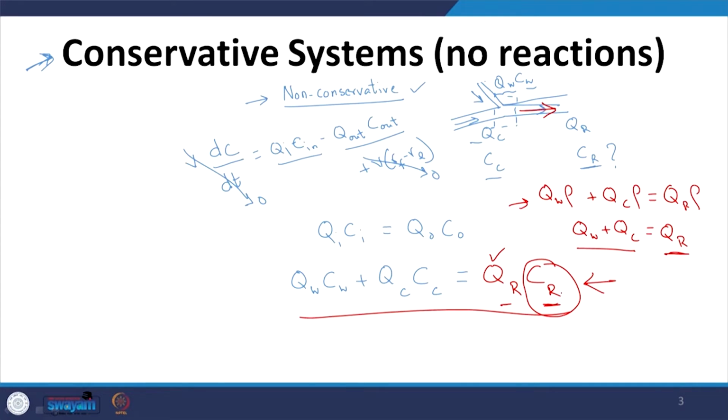So, conservative systems. In this way different aspects can be looked at. Here we are just looking at two streams joining. There are other examples which might be slightly trickier and which we will try to apply out here, right. So, let us move on to the other aspects I wanted to look at.